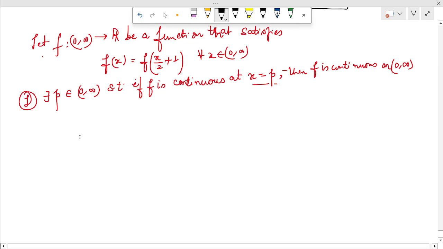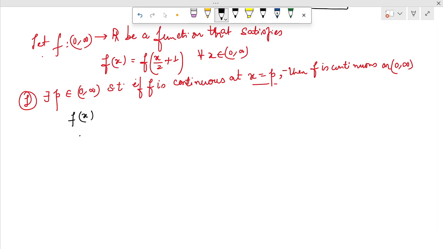This has a similar approach to what we have done in the previous question. So we know that f of x is equal to f of x by 2 plus 1. Let's say this is y. So this will be equal to f of y upon 2. So this will be f of, let's say this is your z. So this will be equal to f of z by 2.